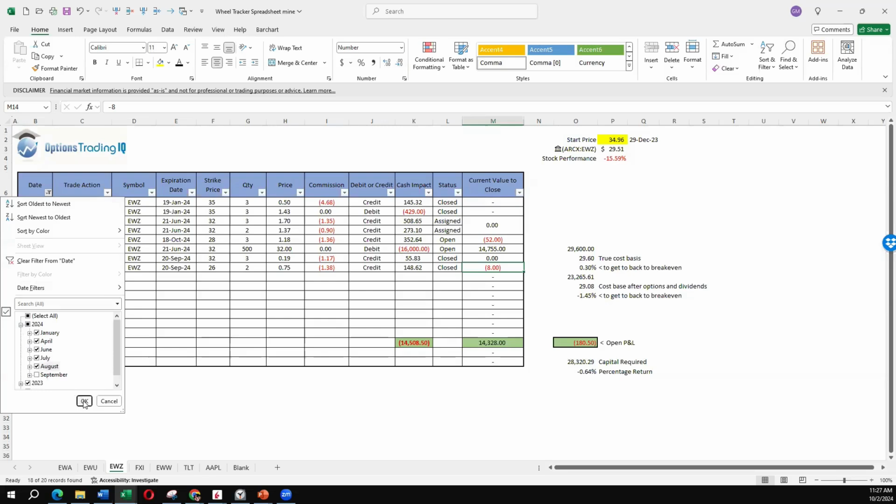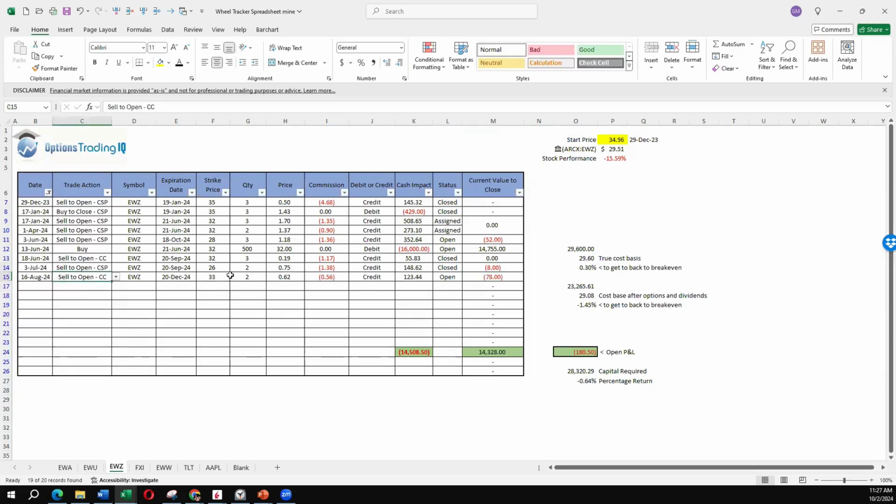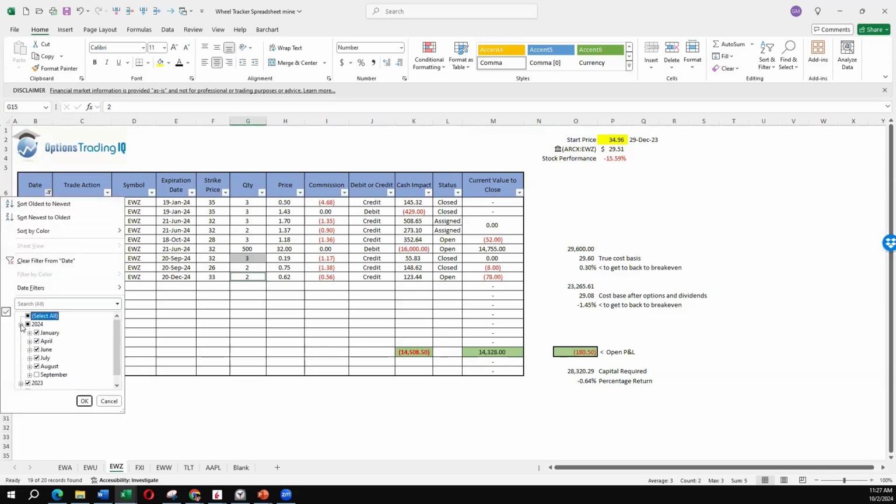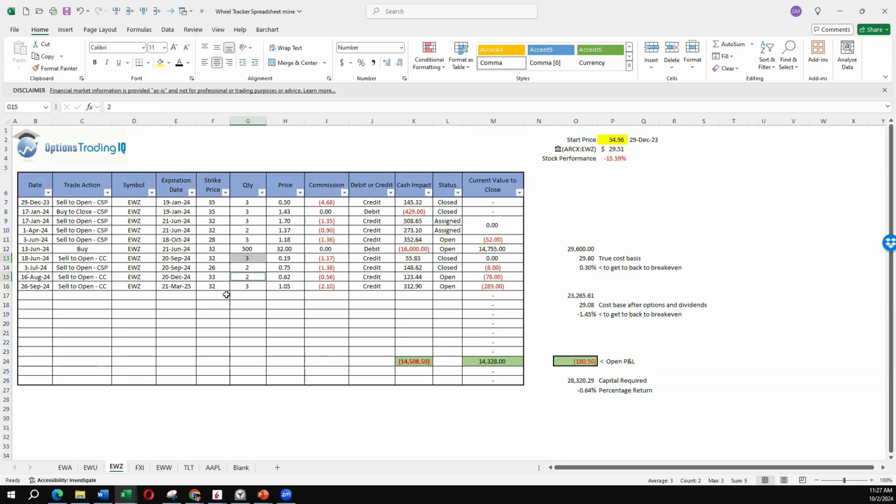All right, next one was in August. I sold the remaining 2 covered calls. So we've got the 3 here, 2 here, different expirations. That September one actually expired anyway. And then the last one, I think, was the next bit of covered calls. Yeah, so there's my 5 covered calls against the 500 stock.